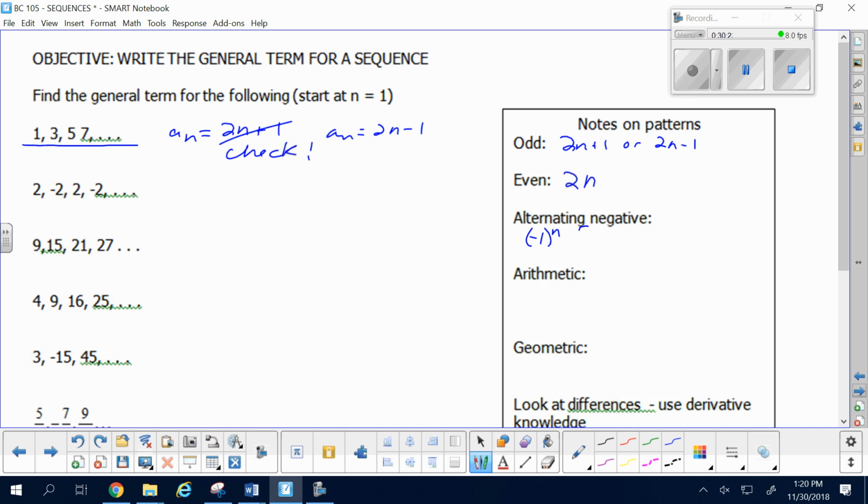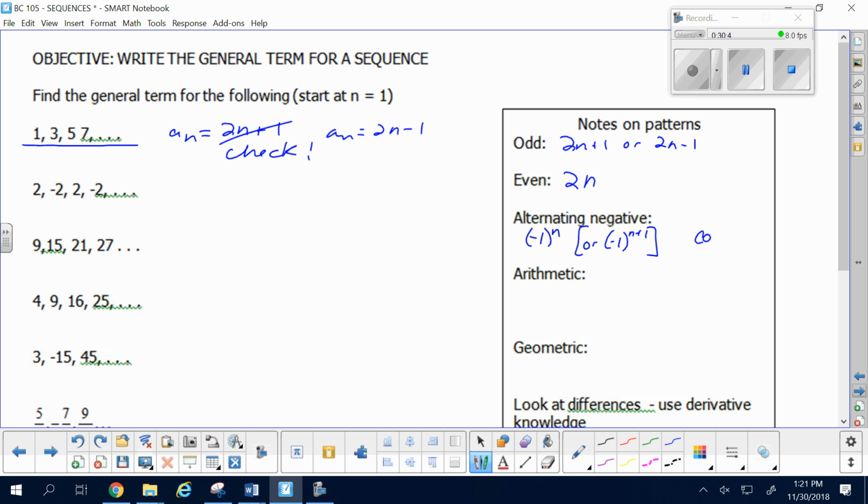Sometimes you will start that off by 1, either -1 to the n plus 1 or -1 to the n, depending on if they wanted you to start positive or negative. You might tweak that exponent a little so it starts positive or negative.